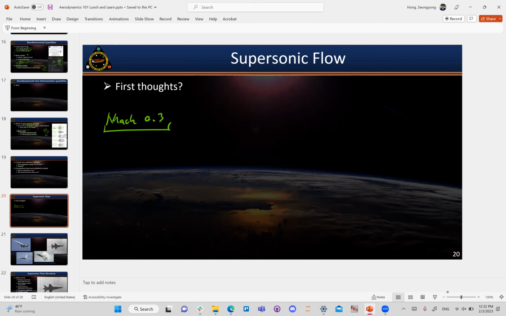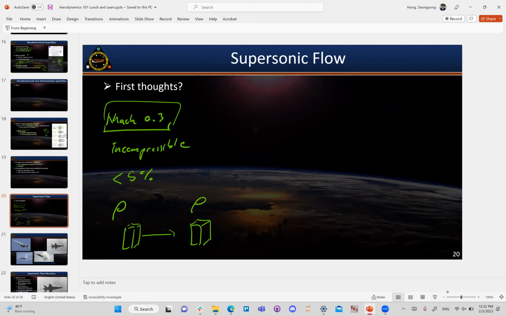So aerospace engineers would generally associate below 0.3 Mach as being incompressible flow. So if your volume of air is moving at this speed or below, then your compression effects are less than 5%. So you can pretty much assume that your density won't change. If you have this block of air moving here, then the density won't change.